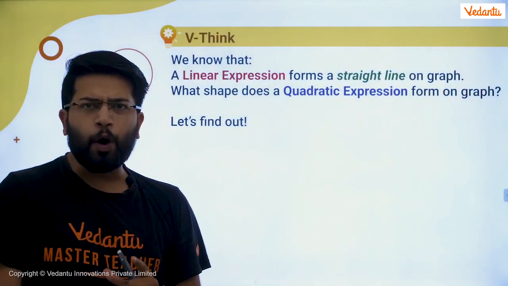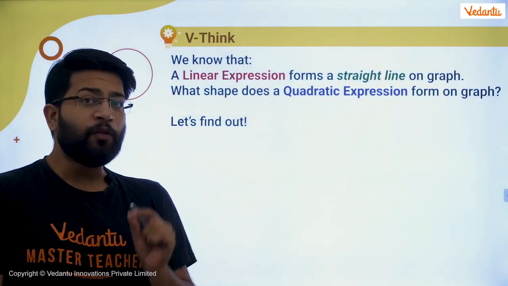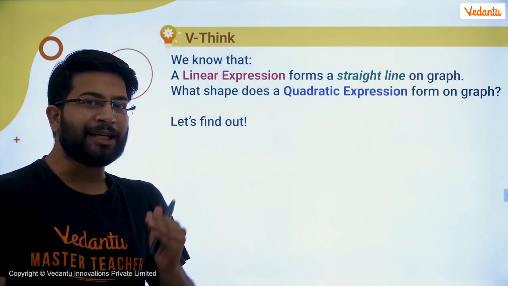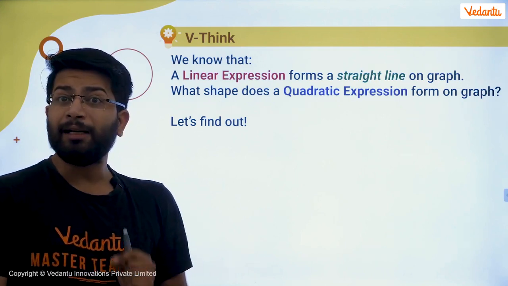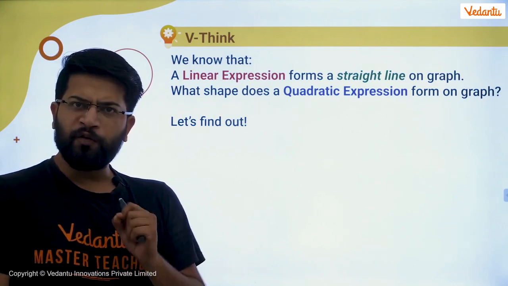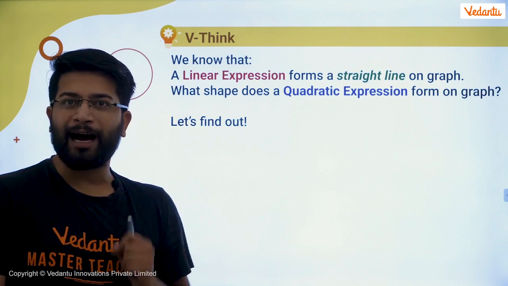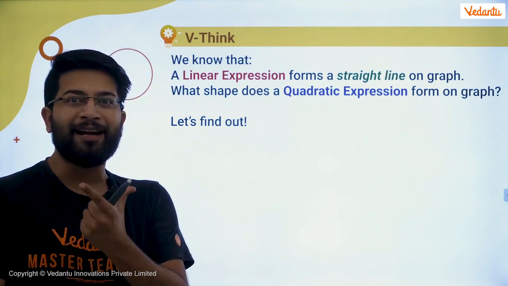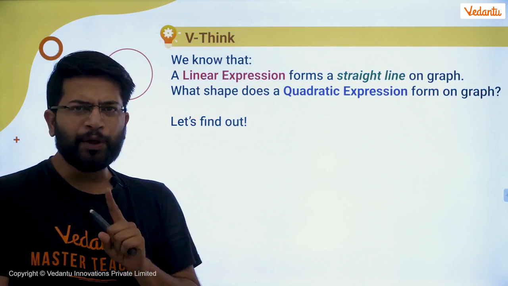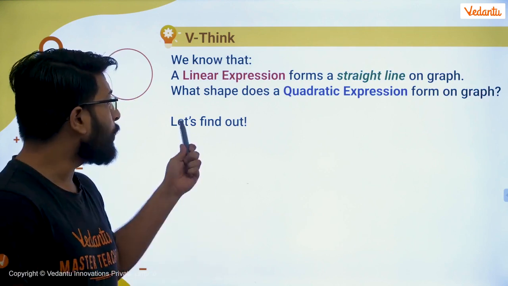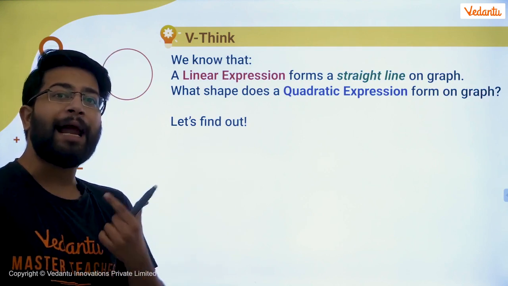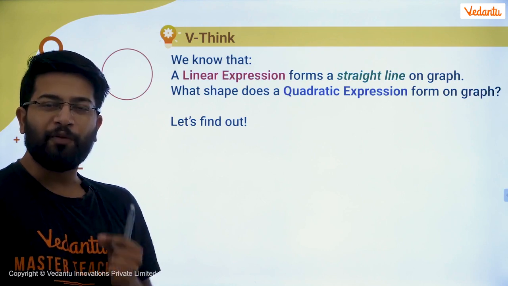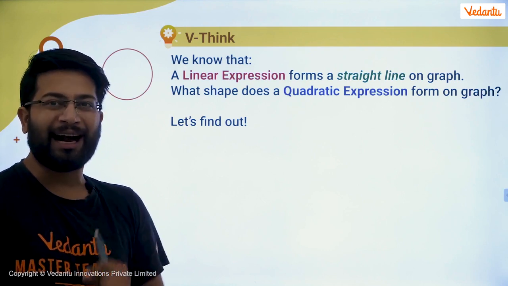So champ, when we talk about the quadratic, we know that our linear expression forms a straight line on the graph. So just like the linear equation forms a straight line on the graph, do you know what kind of curve my quadratic expression will form on the graph?